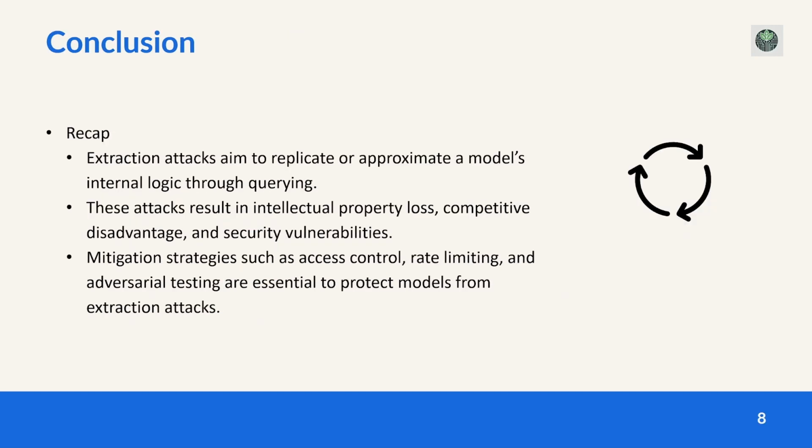To wrap up, extraction attacks pose a significant risk by allowing attackers to replicate or steal our valuable models. These attacks can lead to intellectual property theft, economic losses, and security vulnerabilities. Advanced techniques like black box and gradient-based attacks make these threats particularly concerning. However, mitigation strategies like query rate limiting, adversarial testing, and differential privacy can help protect against these attacks. It's essential to implement these protections to safeguard our models and maintain the integrity of our AI systems.